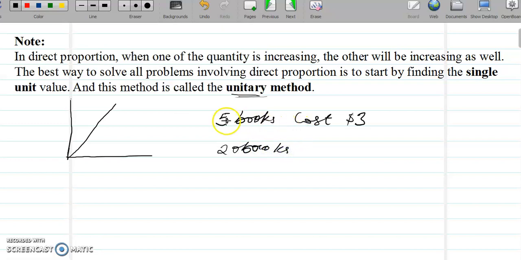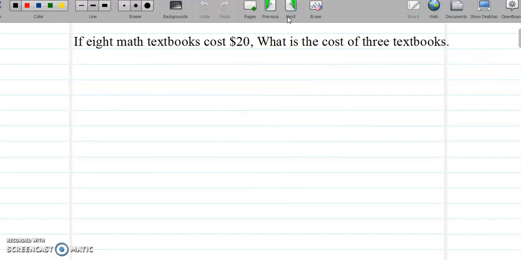You can say that if 5 books cost $3, then for 20 books the amount will go higher, because the number of books has increased, so the amount will increase. If you're asked to find the cost of 2 books, since the number of books has decreased, the amount also will decrease. So this is what we call a direct proportion. So let's look at some examples.